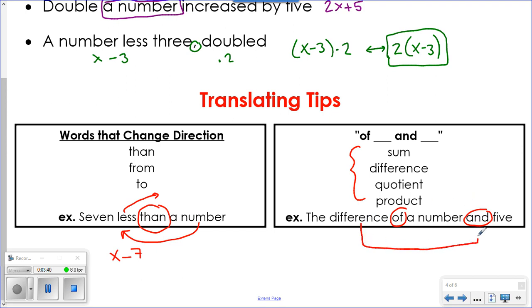So when I look for difference, I link it up to and. Difference means we're going to be subtracting. Then the 2 pieces on either end of the and are what I'm subtracting. So this is going to be n minus 5.